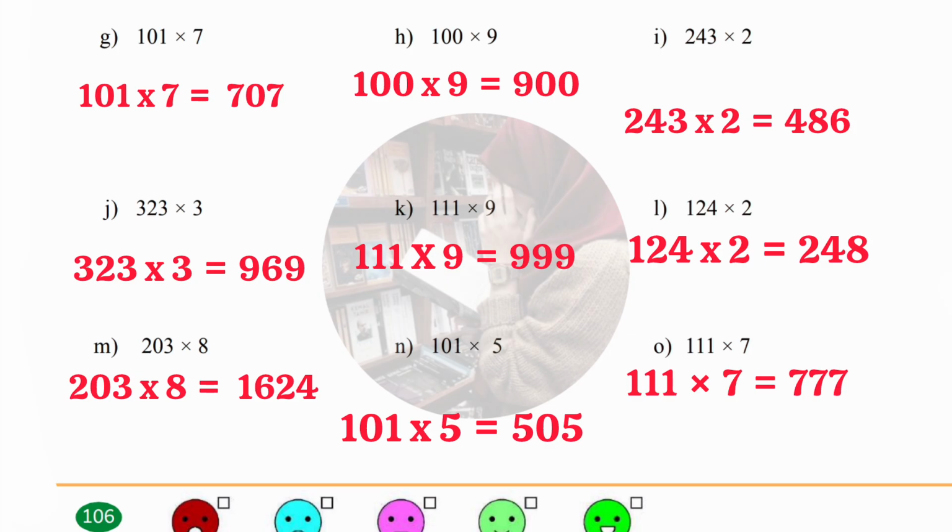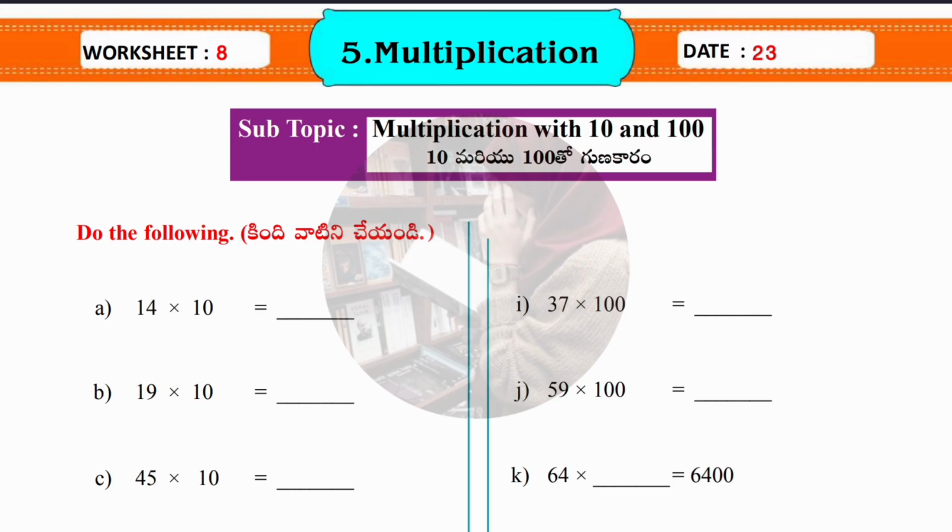So here the concept is multiplication with 10 and 100. Let's see this. It's very easy, guys. First one is 14 multiplied by 10. I already told you, whenever you are going to multiply with 10 or 100 or 1000 or 10,000, first you have to keep aside all the zeros. You have to multiply by 1. Write down the multiplication of that given number, and then write down how many zeros are there. You will get the answer.